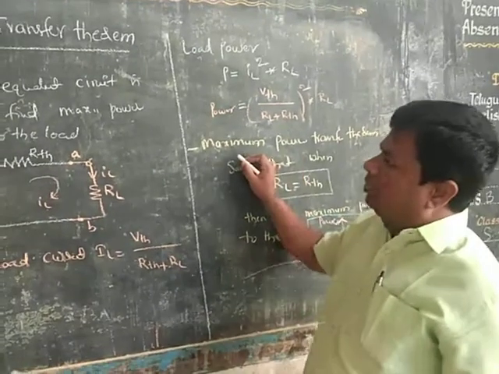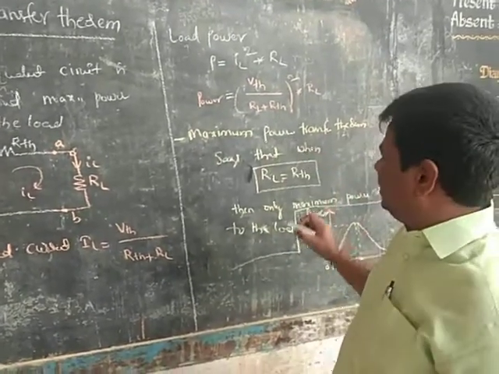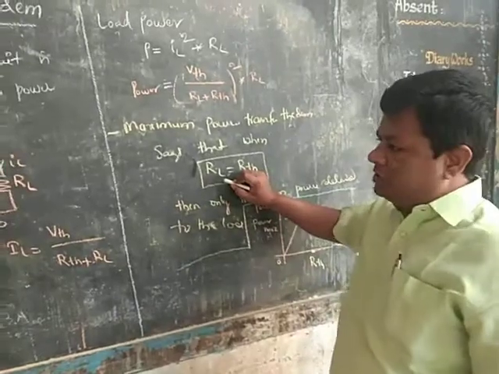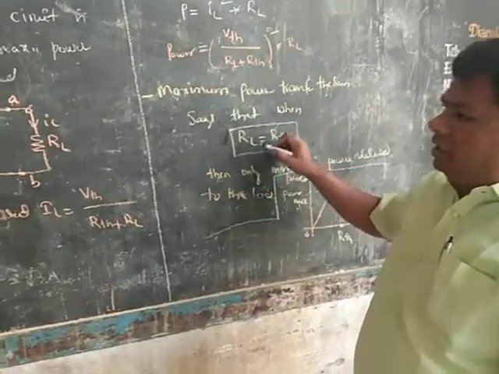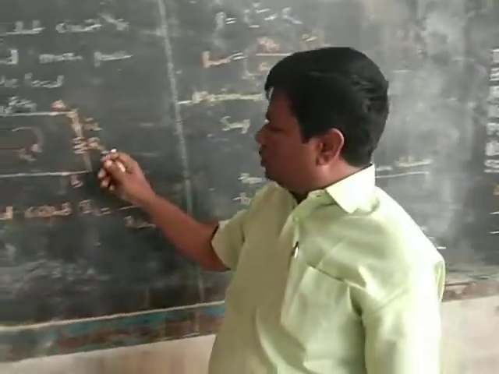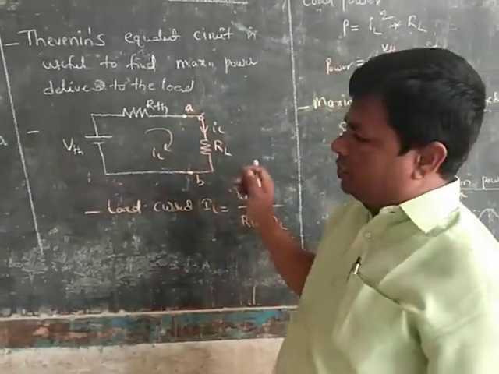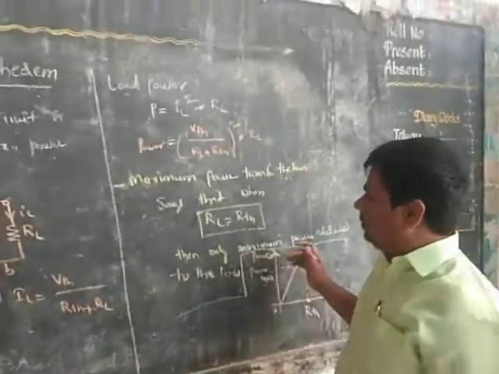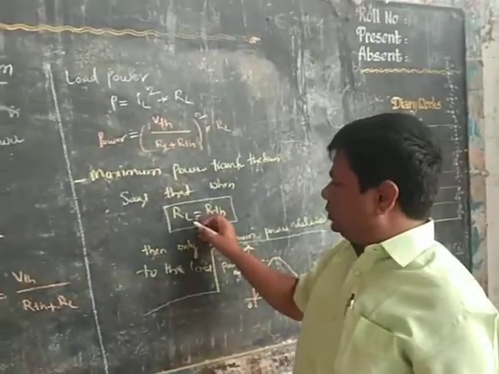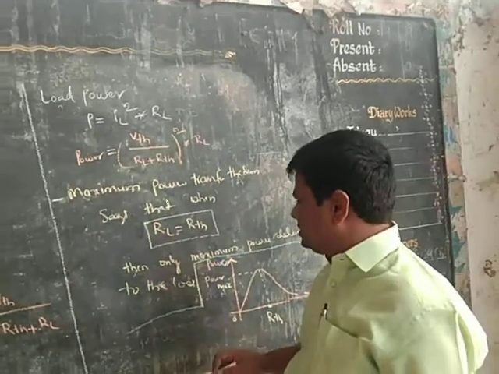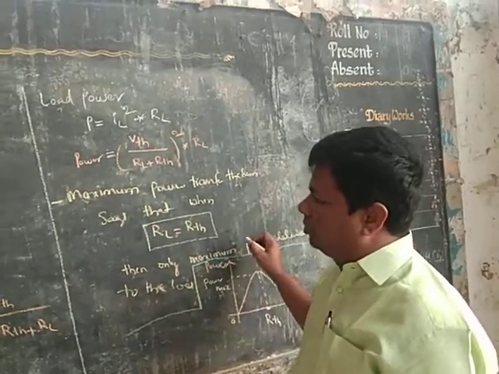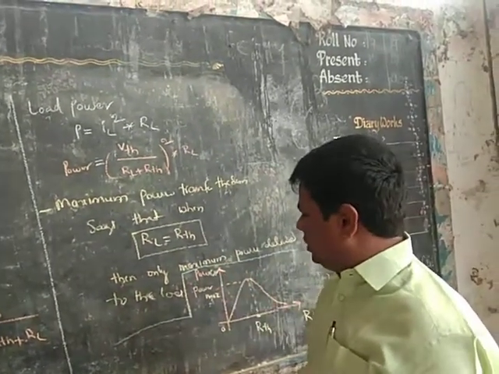Then the maximum power transfer theorem says that whenever the load resistance is equal to the Thevenin resistance, okay, here I am considering both load and Thevenin resistance as purely resistive only, then only the maximum amount of power is delivered to the load.